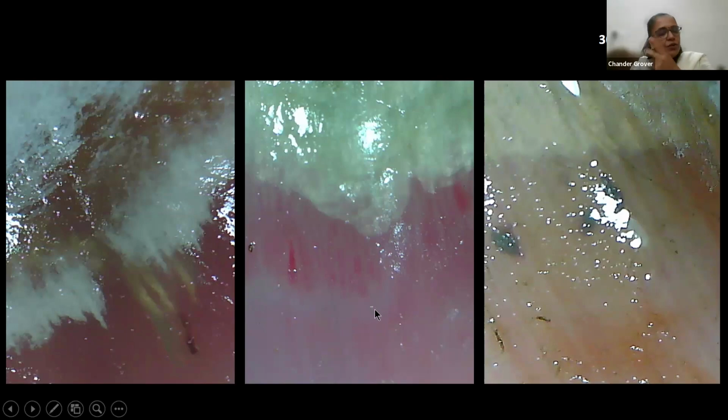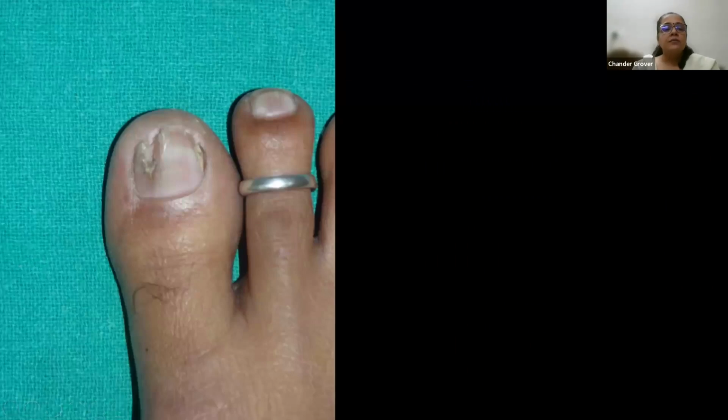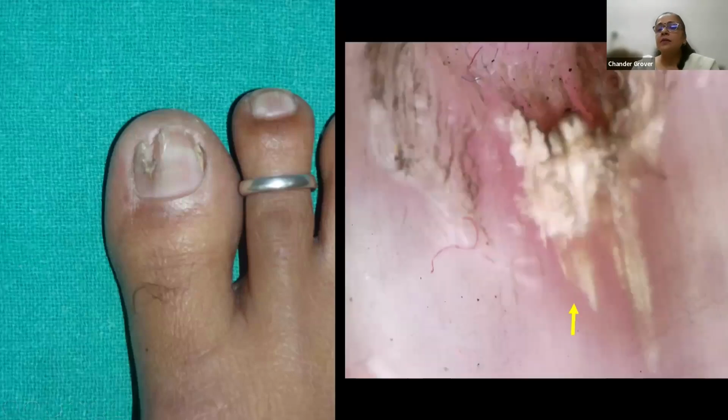And these three different causes are easily differentiated because you are examining it under the onychoscope. This is onychomycosis, this is nail psoriasis, and this is traumatic onycholysis, the commonest cause. So here, you don't know why this onycholysis has occurred. Under the onychoscope, this is onychomycosis.